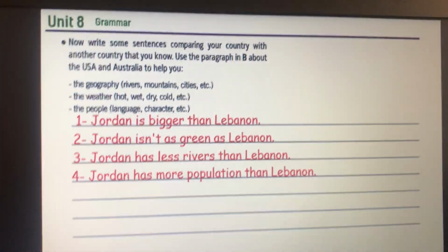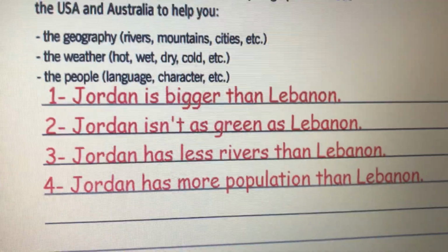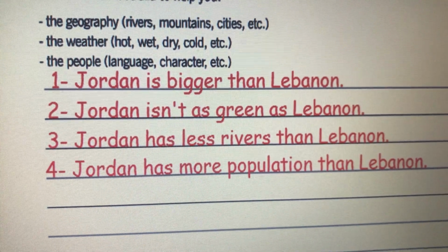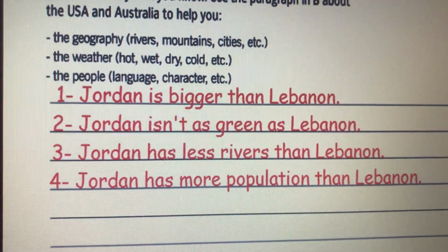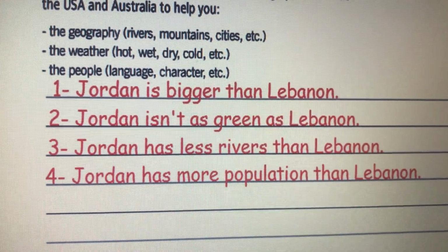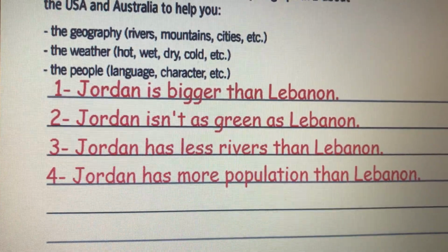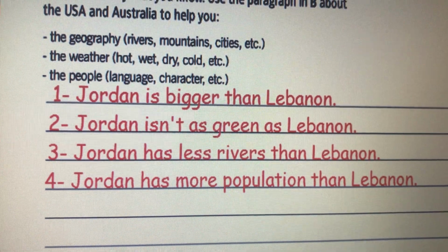Let's read my examples. Look, number 1, Jordan is bigger than Lebanon. Jordan has a bigger area than Lebanon. 2, Jordan isn't as green as Lebanon.